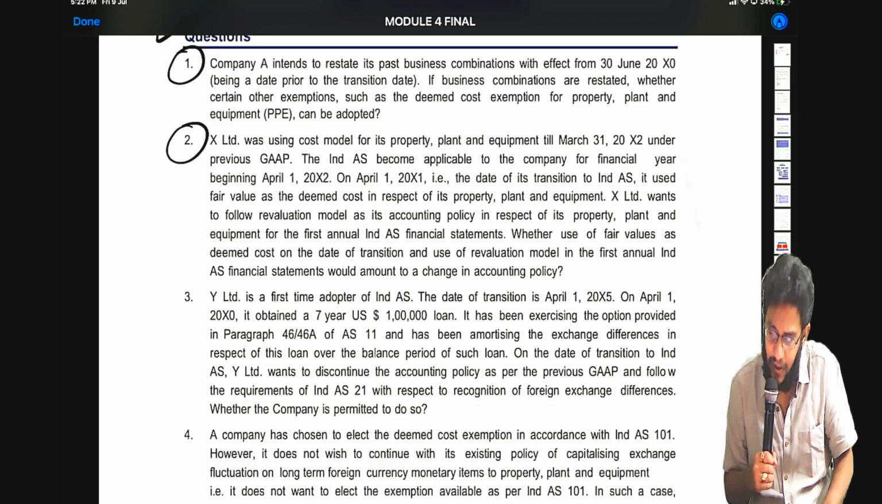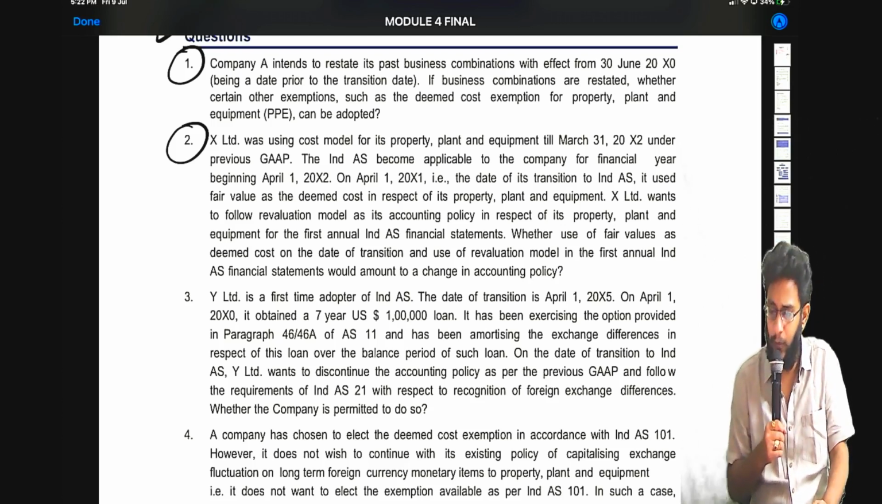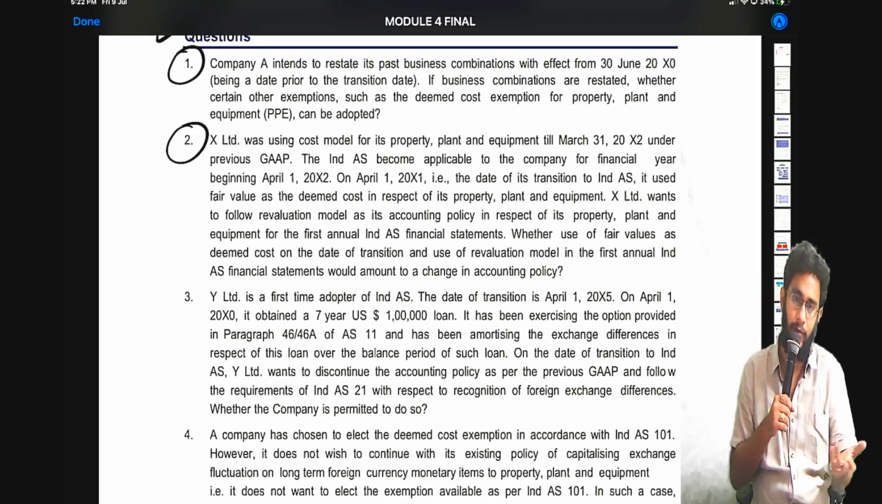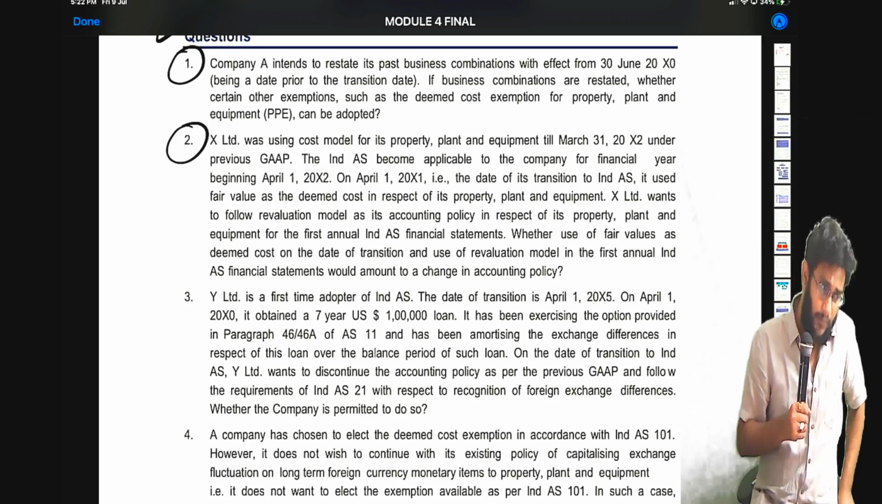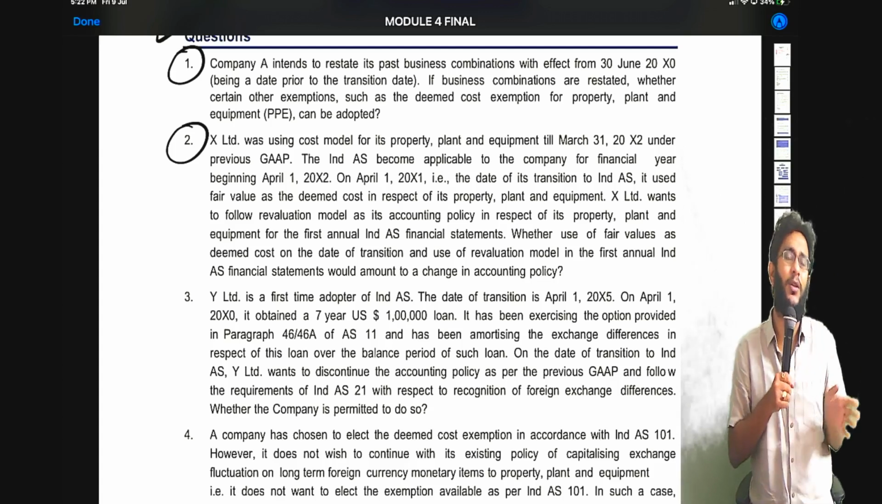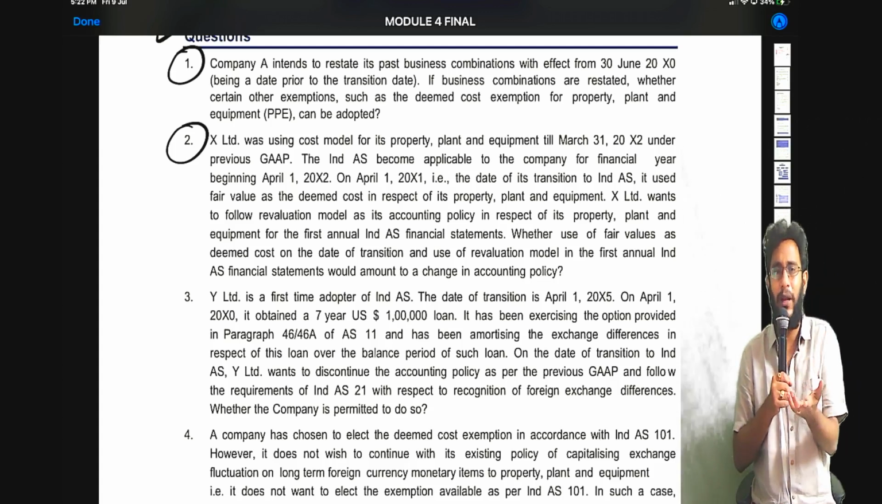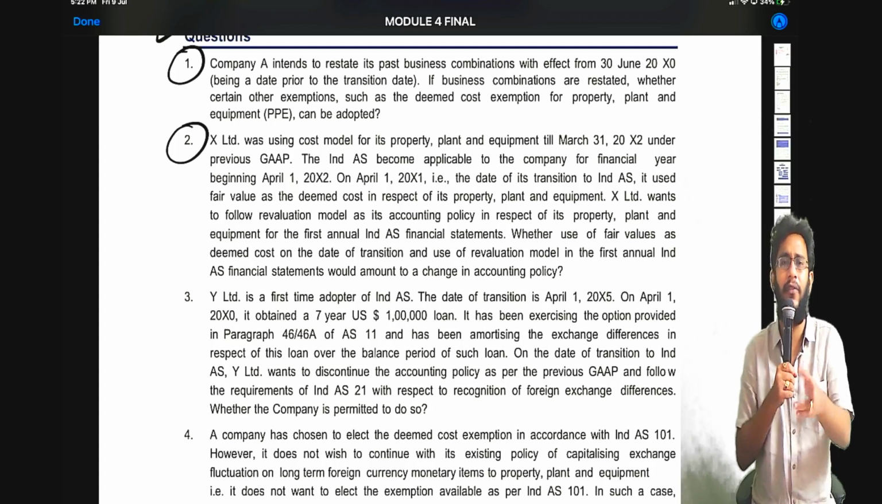Whether use of fair values as deemed cost on the date of transition and use of revaluation in the first annual Ind AS financial statements would amount to a change in accounting policy? No. See, the question is this. On the transition date, the ideal rule is what? You have to apply Ind AS 16 retrospectively. Since you pleaded that you cannot do that, the standard gave you two extra options.